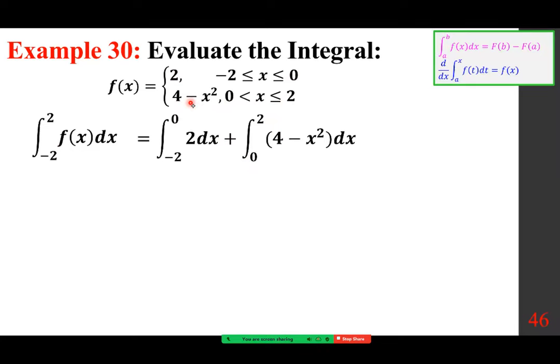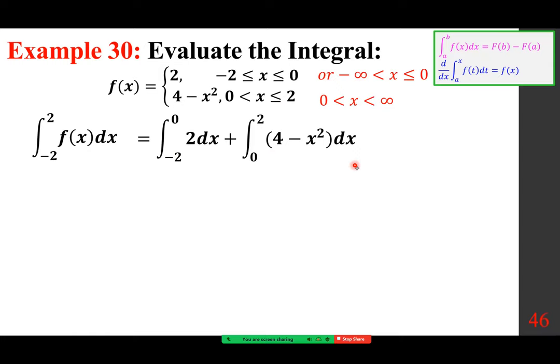It's important to understand what happens here, everybody. The two pieces. This is very straightforward. 2x from negative 2 to 0. This is 4x minus 1/3 x cubed. By the way, even if it was from negative infinity to 0 and 0 to infinity, we would use exactly the same.